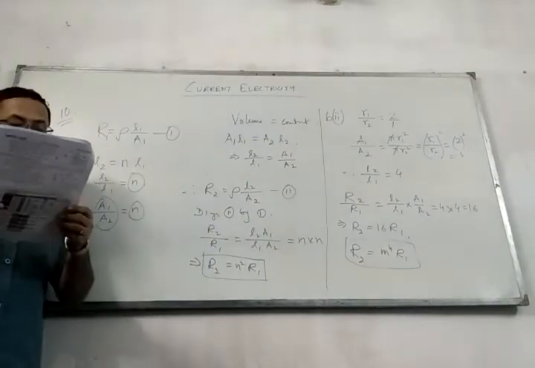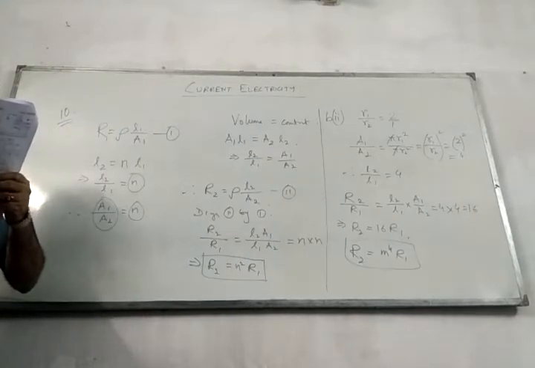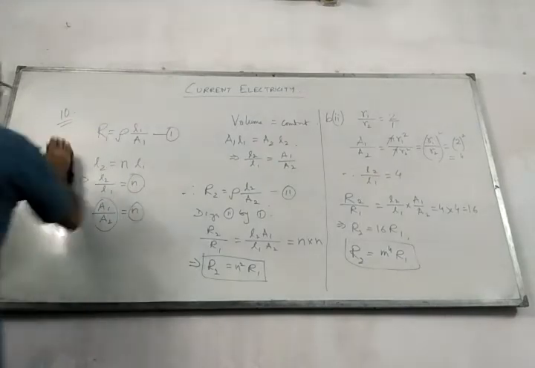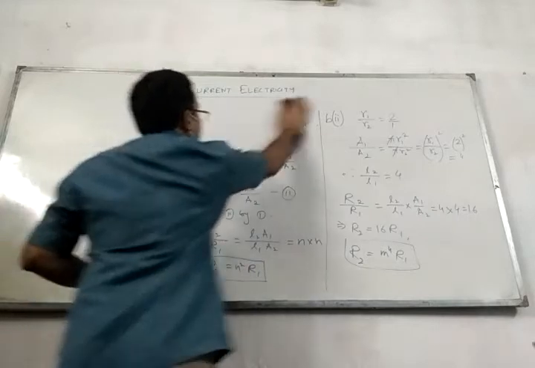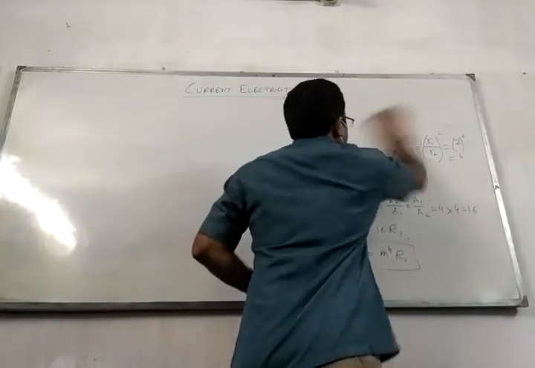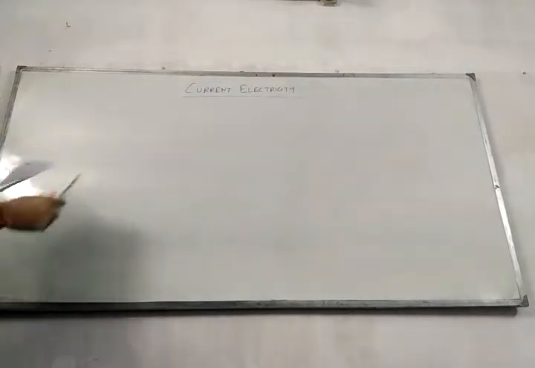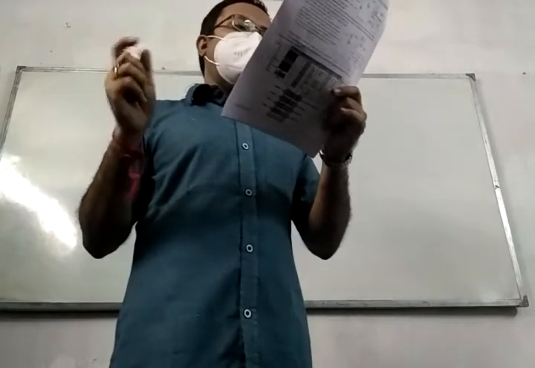Next question number 10 done. Next question also. 12 में क्या हुआ देखते हैं, question number 12 quickly. Question number 12 says the following table gives the length of 3 copper rods, their diameters and potential difference between their ends.